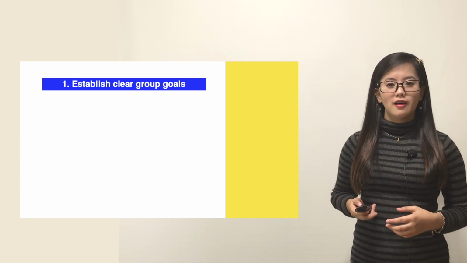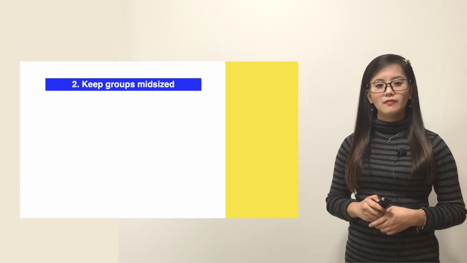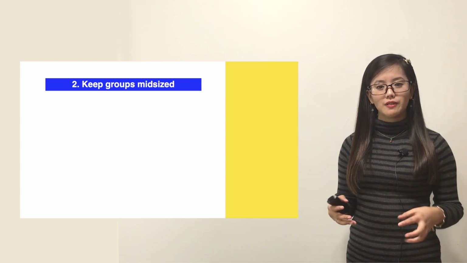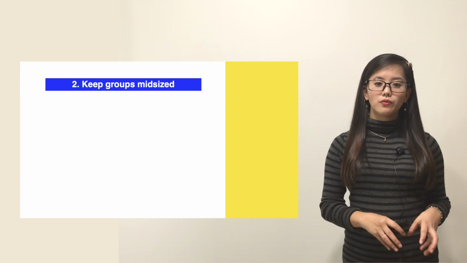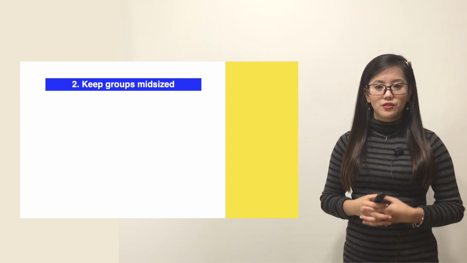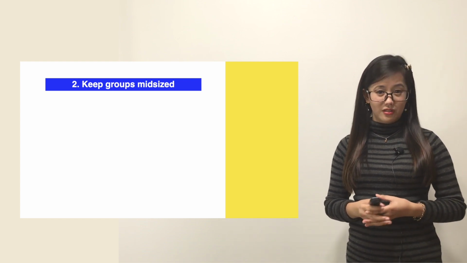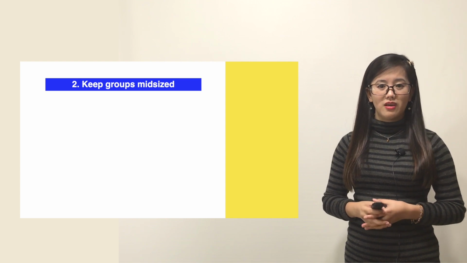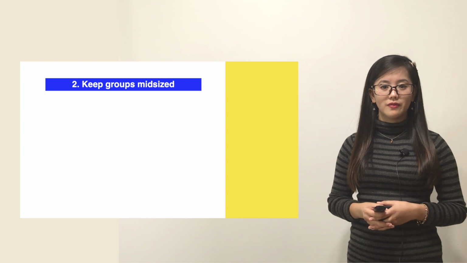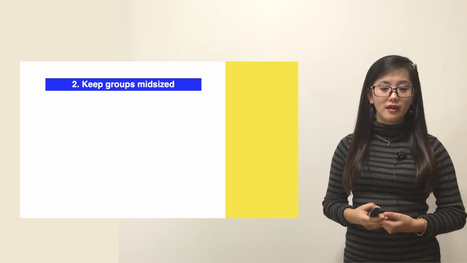All right. Another tip is we have to make groups mid-sized. Not too small a group, not too large, okay? Small groups of 3 or fewer usually lack enough diversity, and they may not allow divergent thinking to occur.